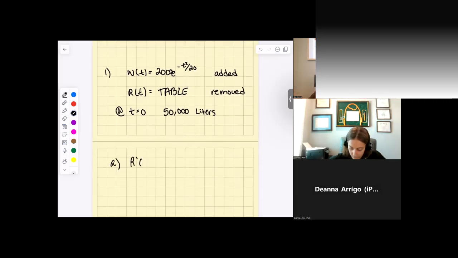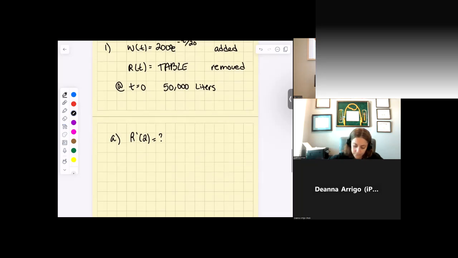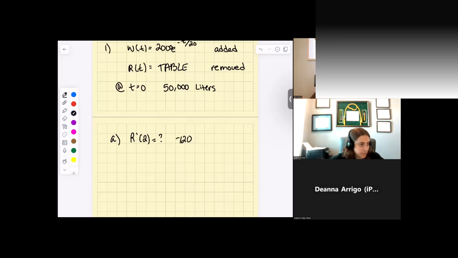Okay, A, estimate R prime of 2. 950 minus 1,190 over 2. Show the work and use units is all it says. So what do you get? Negative 120 meters per second. Try again for your units. What are your units? Meters per second squared.